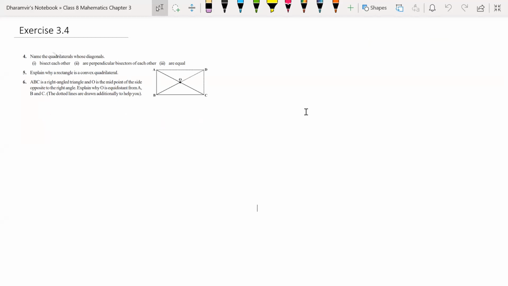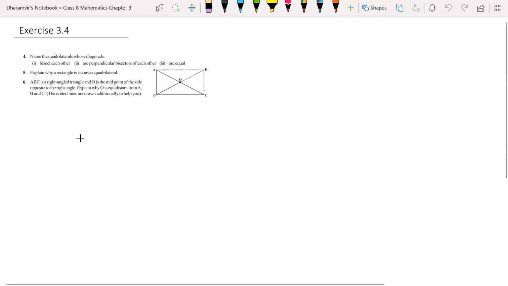Class 8 Mathematics. In this section, we will do the sums 4, 5, 6 of exercise 3.4. Without delaying, let's directly come to the point. The fourth question of exercise 3.4 is: name the quadrilaterals whose diagonals bisect each other.